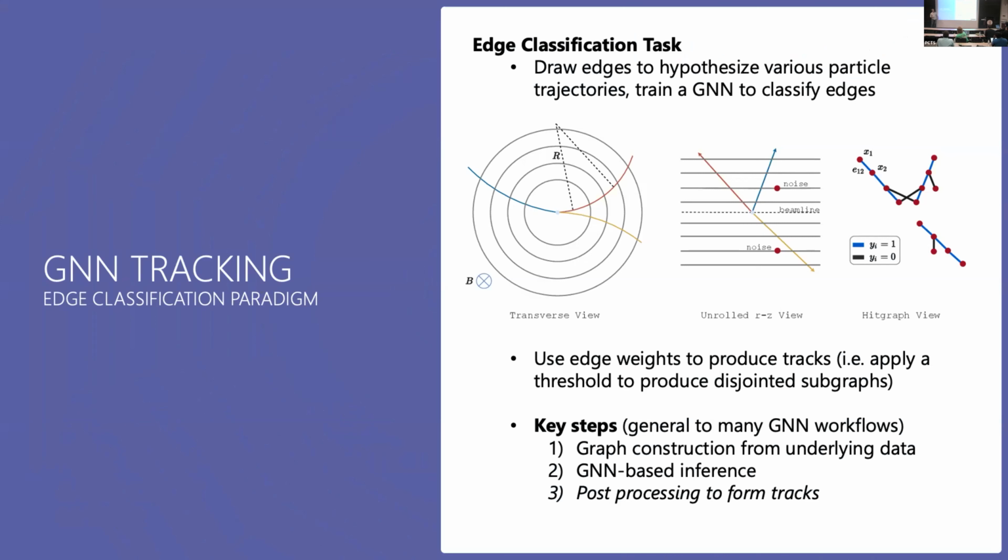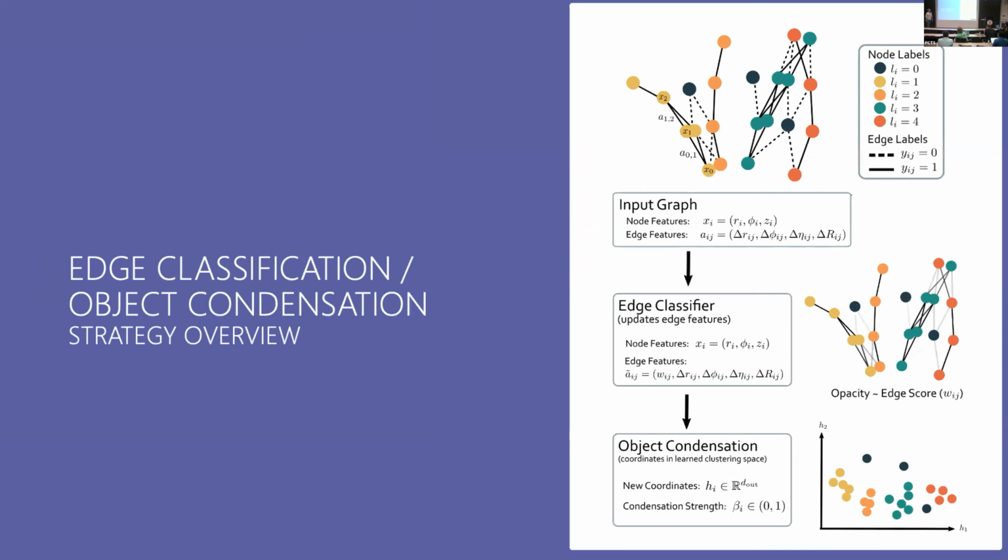So I just wanted to break this down into 3 key steps. The first is where you build a graph. So you take your hits and embed them as a graph by assigning edges. In the second, you do GNN-based inference. So in the edge classification paradigm, you're assigning an edge weight to each of the edges. And then in the third step, you in some way recover the tracks, right? You might apply a threshold and just get rid of all the bad edges and take your disjoint subgraphs and call them all tracks.